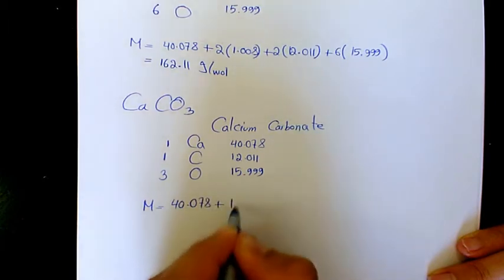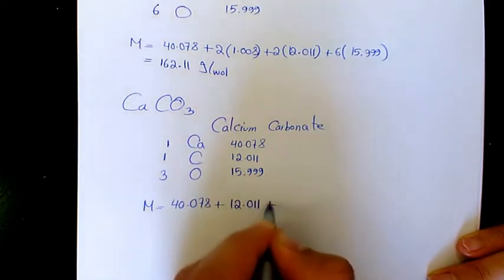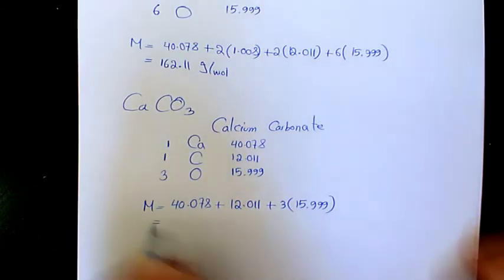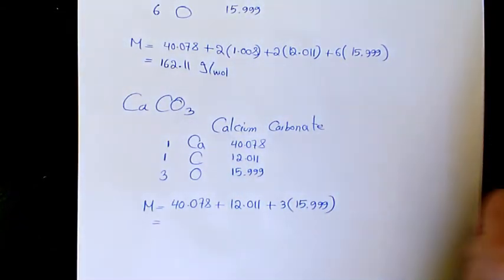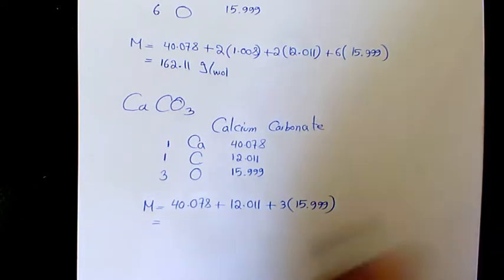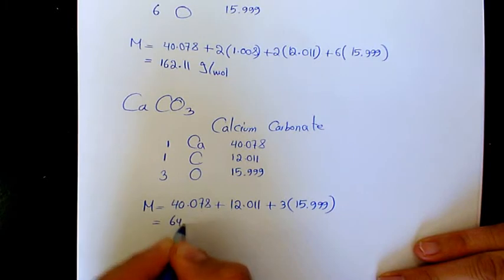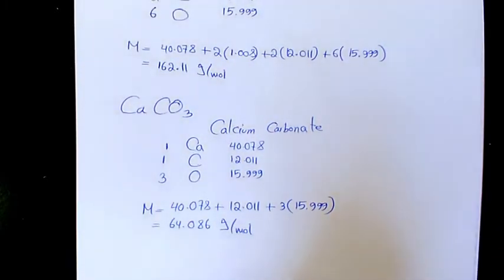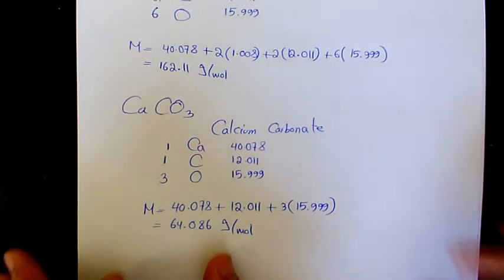40.078 plus 12.011 plus 3 times 15.999. That's going to give me 64.086 grams per mole. So it means that 1 mole of calcium carbonate is equivalent to 64.086 grams.